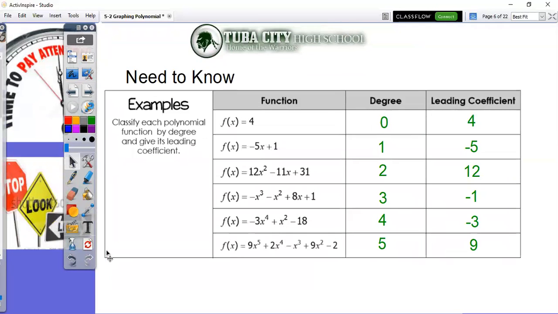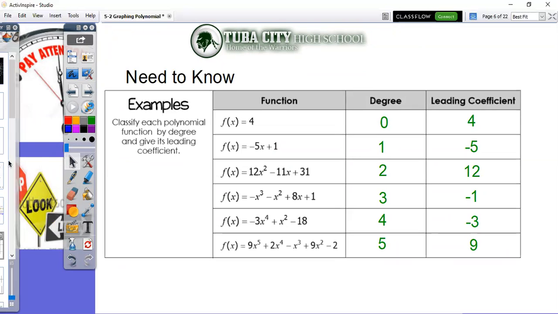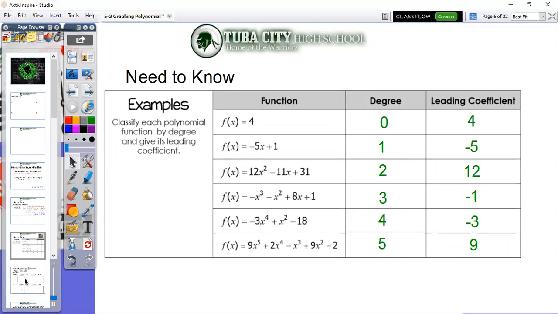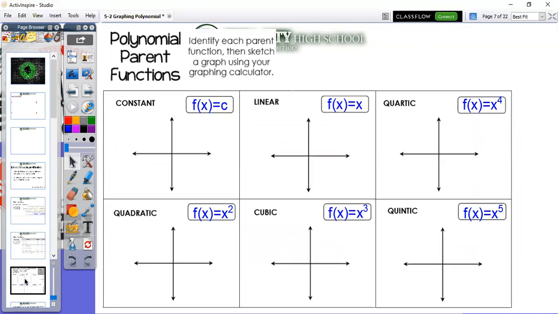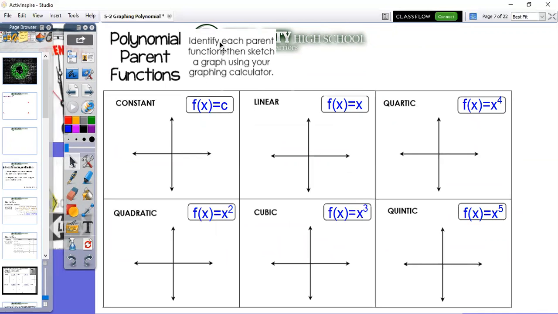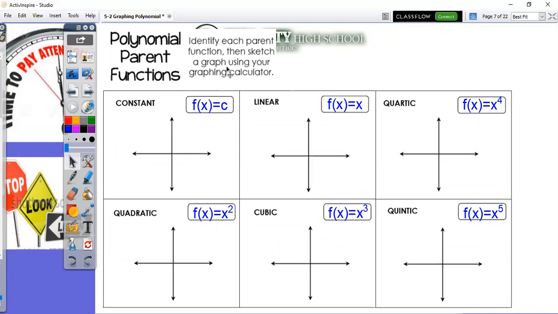And there we go. Those are the 2 ways that we are classifying polynomials, by degree and leading coefficient. Alrighty, I'm going to go ahead and move on to the next point. And that is talking about the parent functions of these polynomials, so the parent graph. Identify each parent function, then sketch a graph using your graphing calculator.